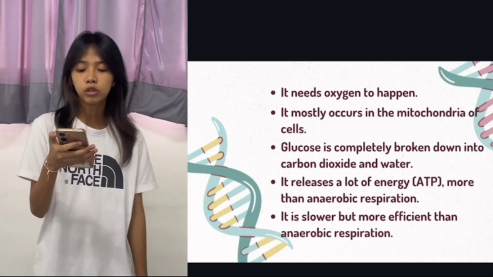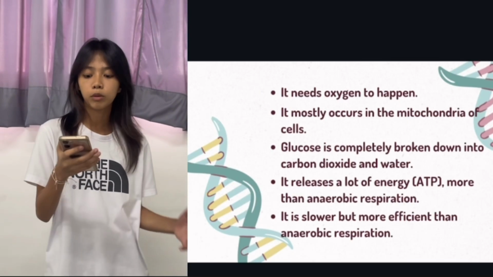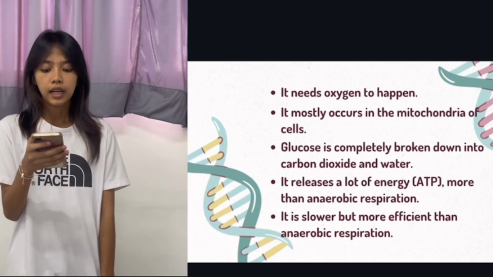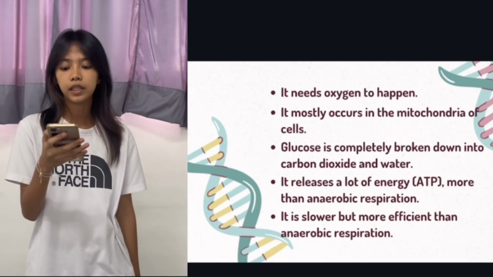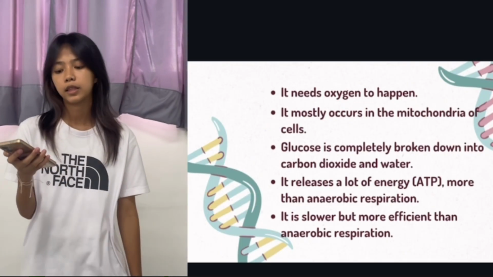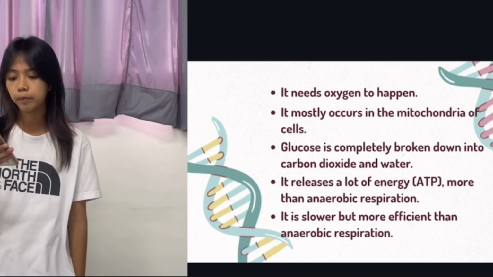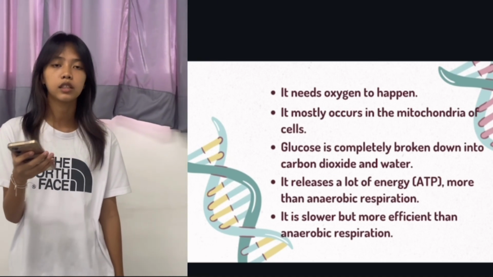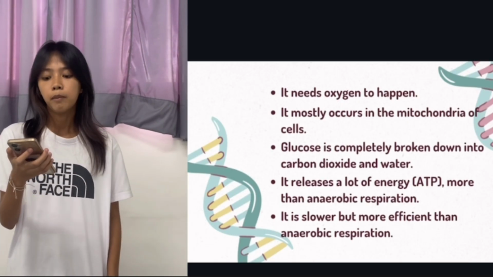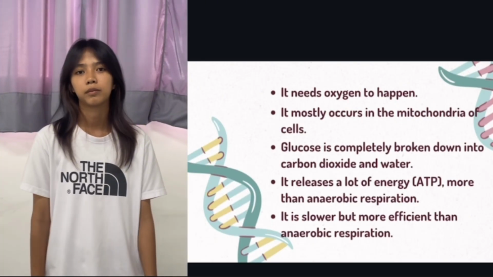Number 3. Glucose is completely broken down into carbon dioxide and water. Number 4. It releases a lot of energy or ATP. This produces a lot of energy in the form of ATP, much more compared to anaerobic respiration. Number 5. It is slower but more efficient than anaerobic respiration. It's slower, but it's more efficient because it makes more energy. And that's all the characteristics of aerobic respiration.